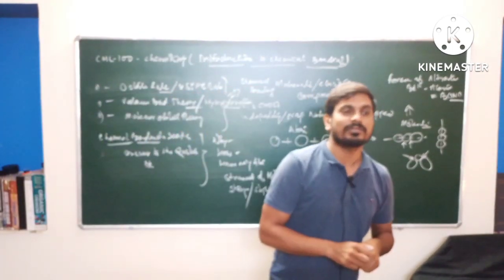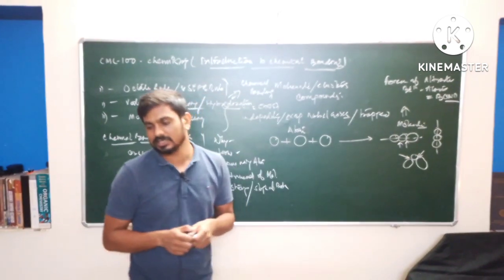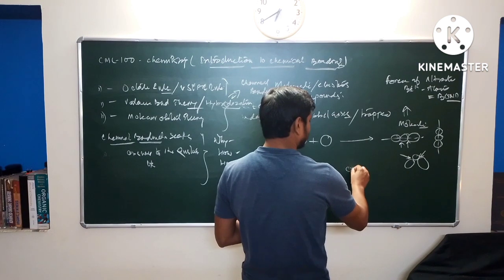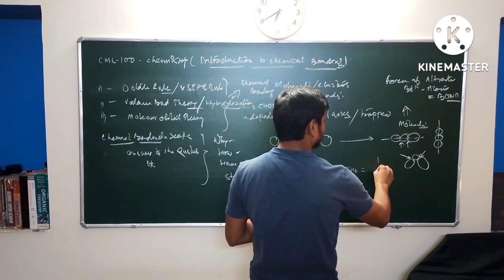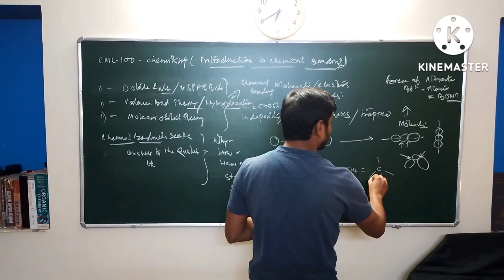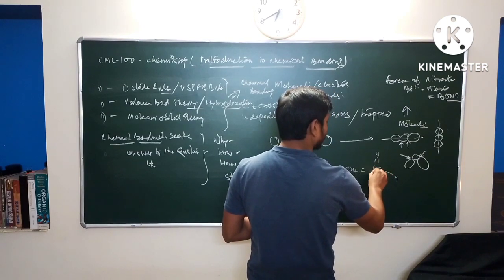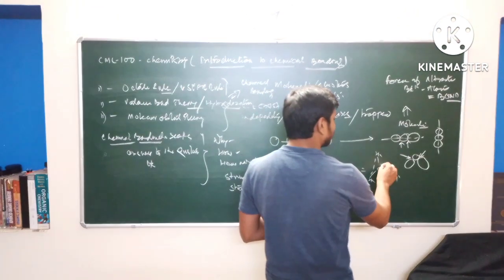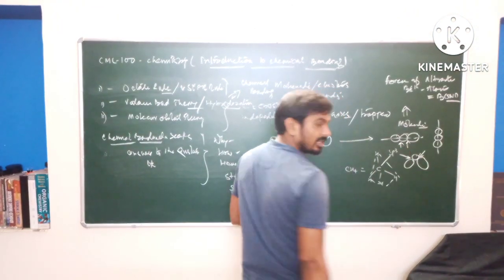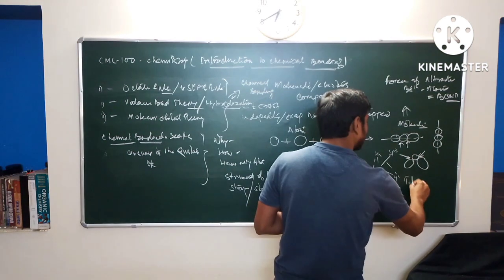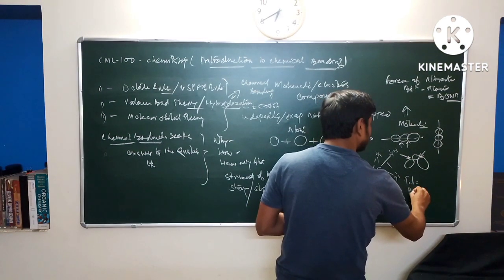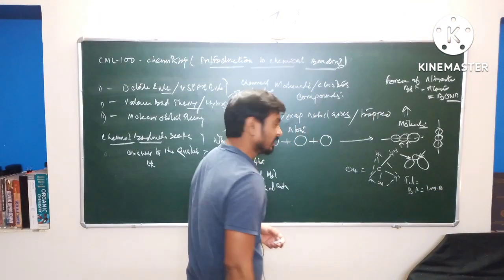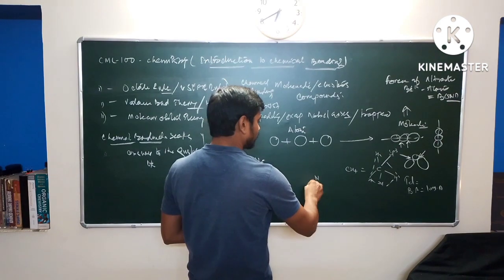Let's say there is a molecule called methane, you all know methane. What is its structure? Its structure is tetrahedral. Everybody knows, isn't it? Hybridization is sp3, structure tetrahedral, bond angle 109.5, isn't it?